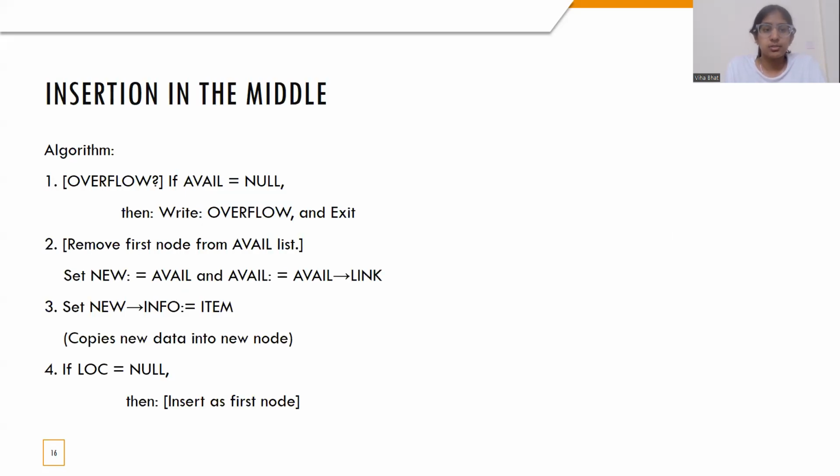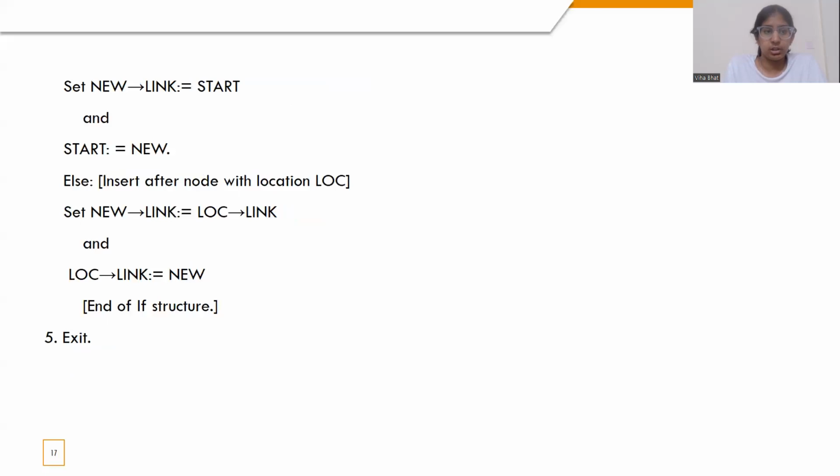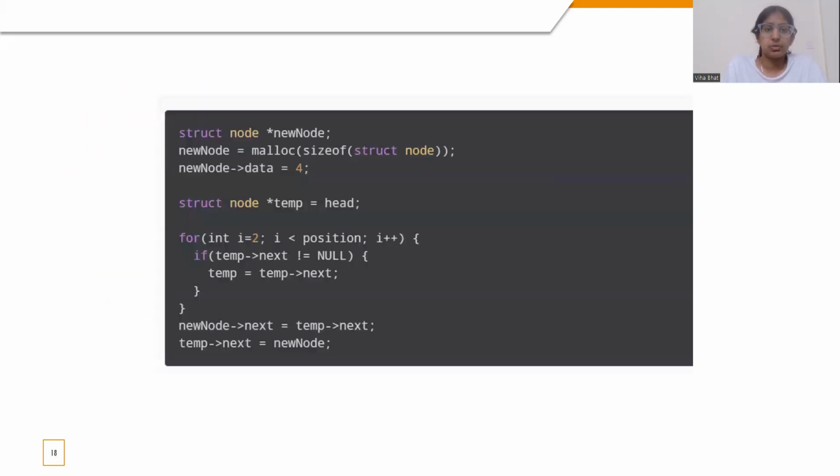Next is insertion in between. Here again, we check for overflow. If avail equals null, then we write overflow and exit. Then set new equals avail and avail equals avail pointing to link. Set new pointing to info equals item, which copies new data into the new node. If location equals null, then we insert at the front node. Set new pointing to link equals start and start equals new. Else set new pointing to link equals location pointing to link and location pointing to link equals new, and exit the program. Use the code snippet for including an element, or insertion of an element, in between two given elements.